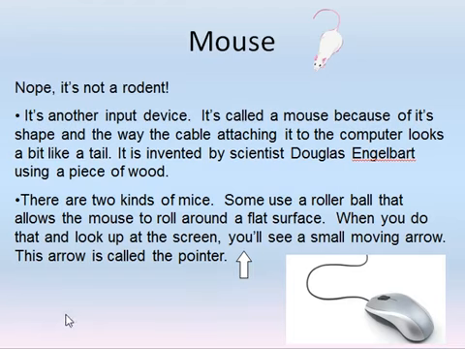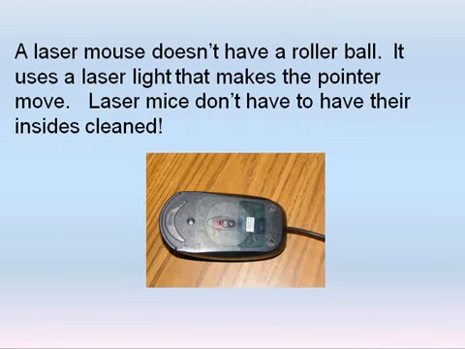Now we see a small arrow which is moving on our screen. This movement is possible with the help of a mouse. We usually use a laser mouse which doesn't have a roller ball, and it uses a laser light that makes the pointer move like this on the screen.